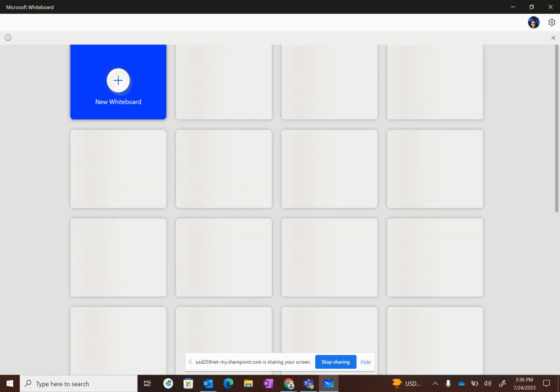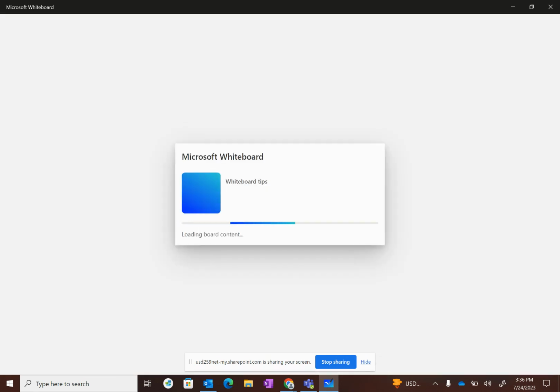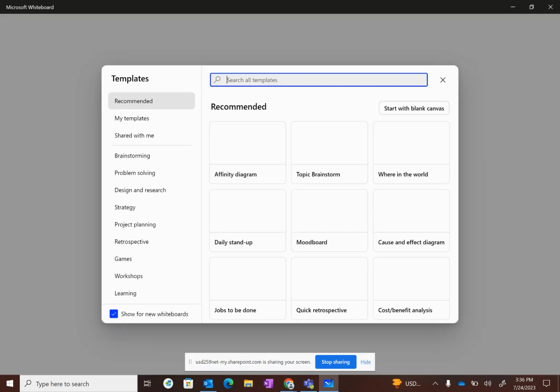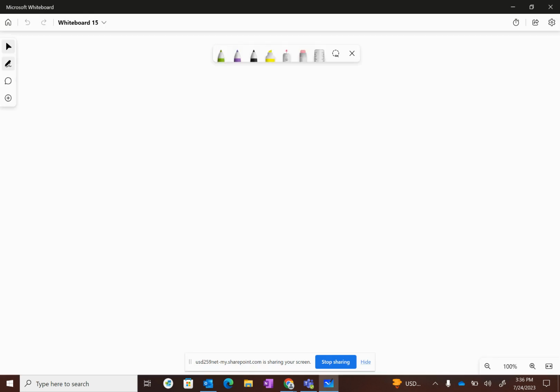So, hang on, I don't know what it's deciding to do here. There we go. I don't want a template. I don't want a template. There. I don't want to share my thoughts. Goodness gracious.